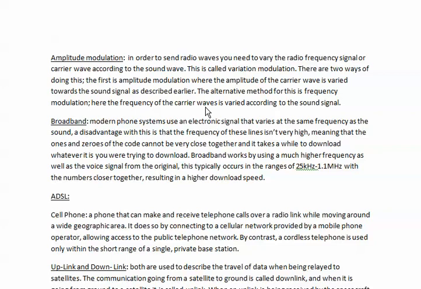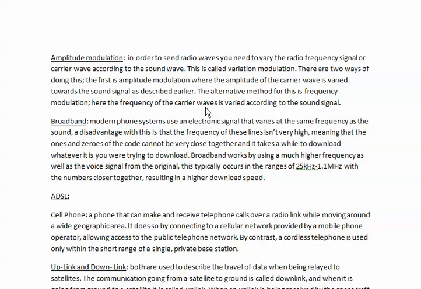Amplitude modulation. We have something called a carrier wave. This is basically whatever it is that we have that is going to be carrying our information. And in order to do this, you need to vary the radio frequency signal, or the carrier wave, depending on what you're actually doing. Variation, modulation, and action, ladies and gentlemen. And there are two ways you got to do this.